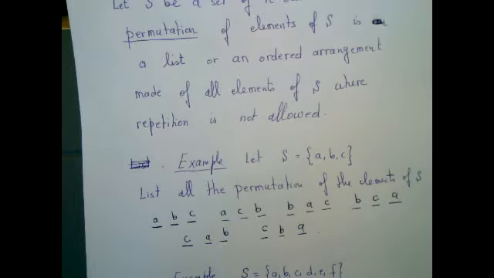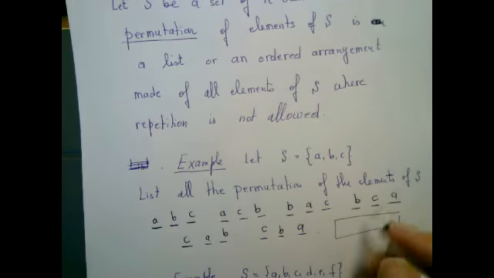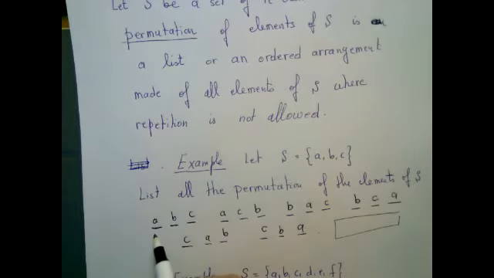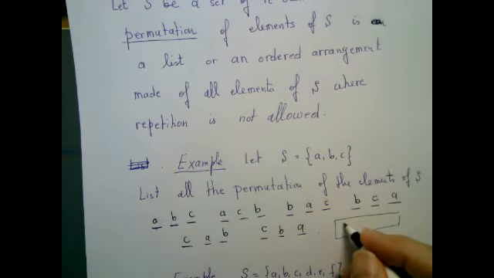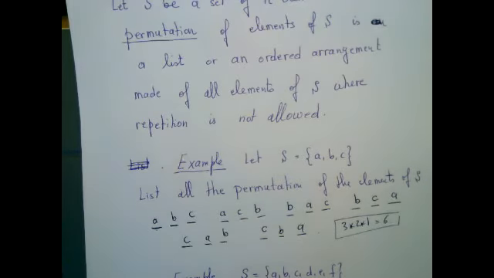Okay, and how many permutations they have, it's not really hard. The number of permutations we know, since repetition is not allowed, is actually, how many? 3 times 2 times 1, which is 6. Okay.